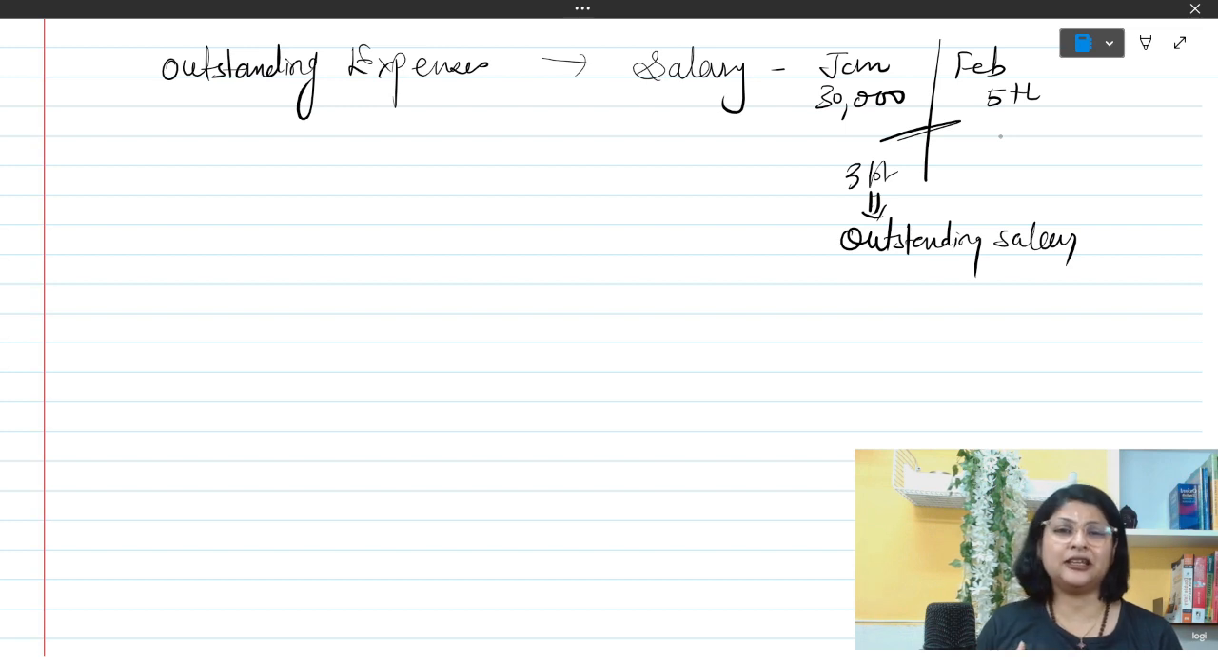Similarly, there can be any other kind of expense. It can be rent, it can be the expense of an electricity bill, it can be the expense of interest, etc. All other expenses can be generated like this, and if the payment is happening on some later date, it will be called outstanding expense.